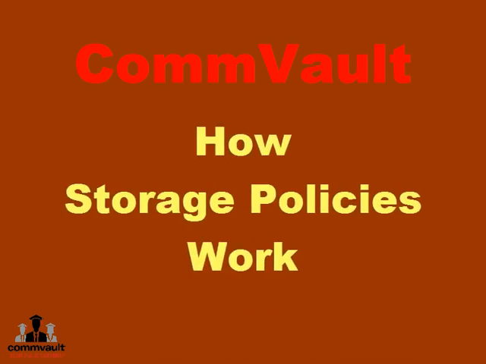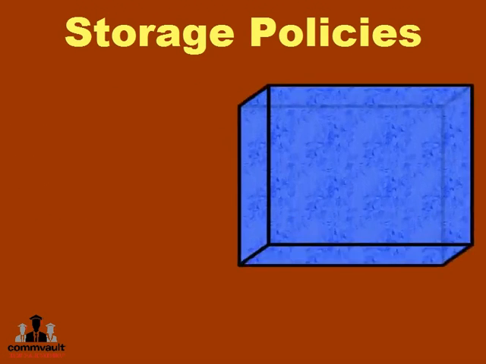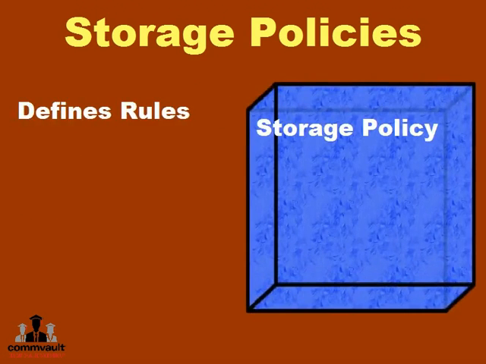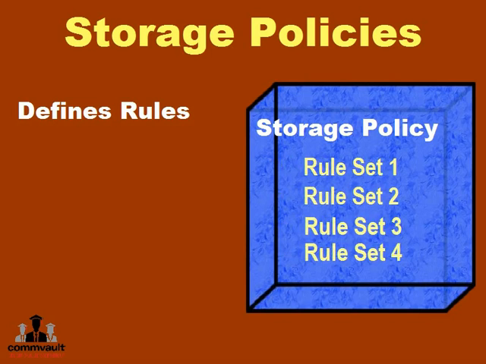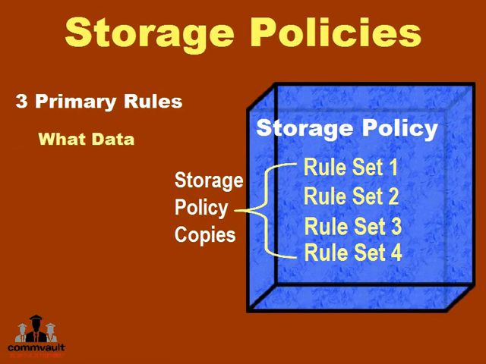This presentation is a basic explanation of how storage policies work. A storage policy can be thought of as a container which will define sets of rules for how protected data will be managed. Each storage policy can have one or more sets of rules, each one independently managing data. These sets of rules are called storage policy copies. There are three primary rules that each policy copy will contain: what data will be managed, where it will be stored, and how long it will be kept for.